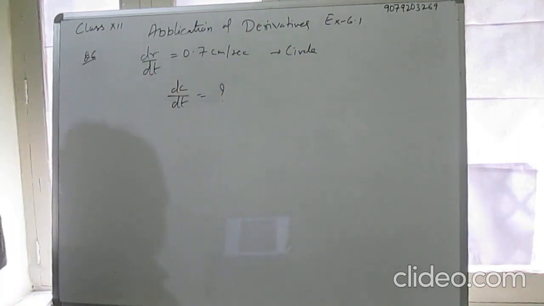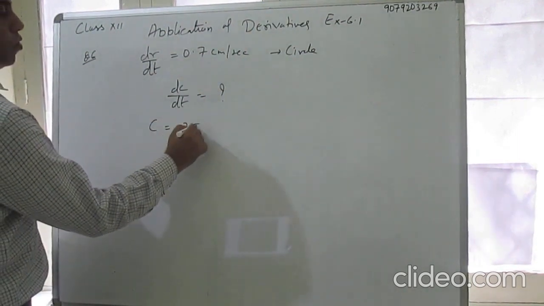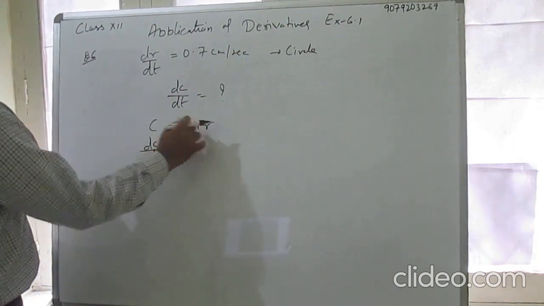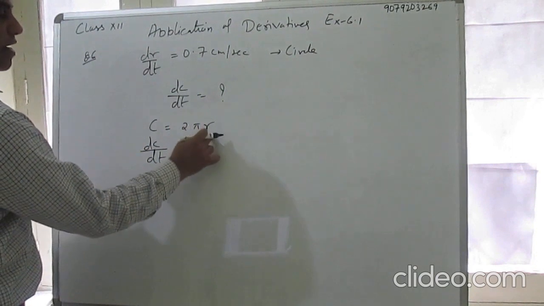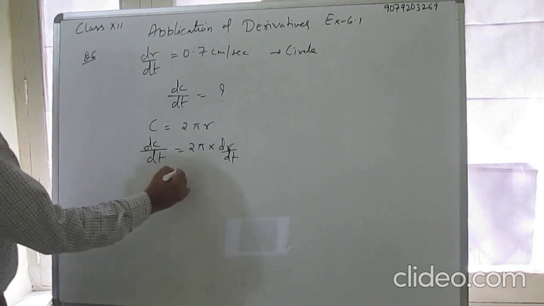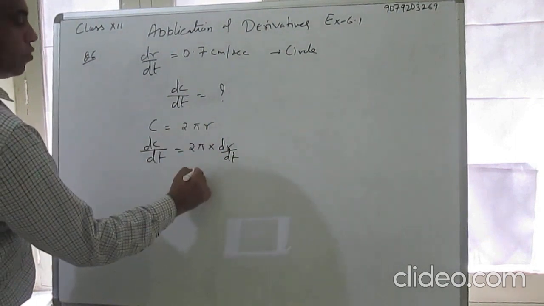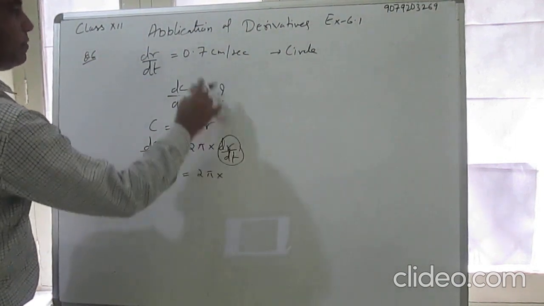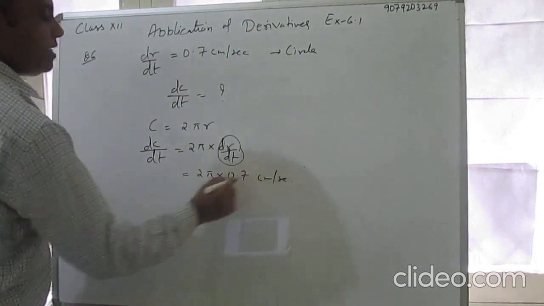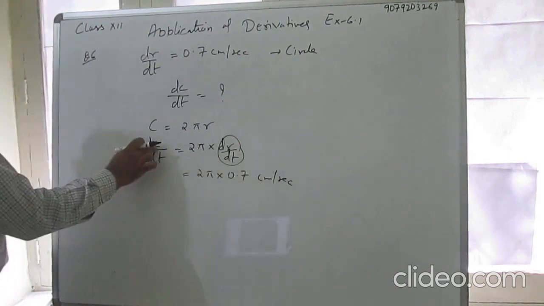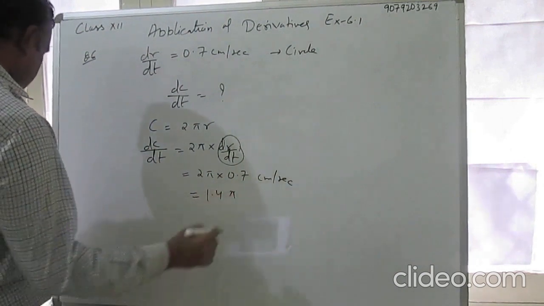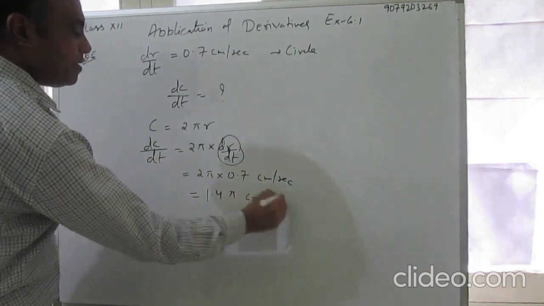Circumference we denote by c. You know what is c? 2 pi r. So dc by dt, differentiate with respect to t. The variable is r, what happens to r? It becomes 1. So 2 pi into dr by dt, put from here 0.7 centimeter per second. Unit of circumference is centimeter and time is second. So it is 1.4 pi centimeter per second.